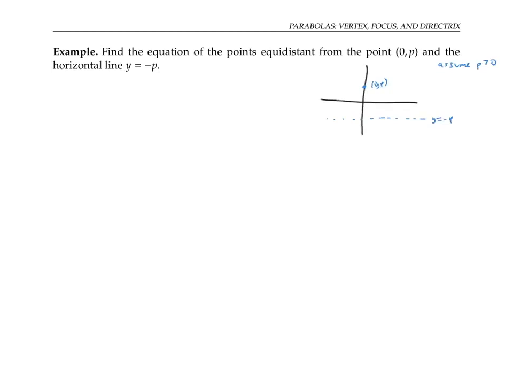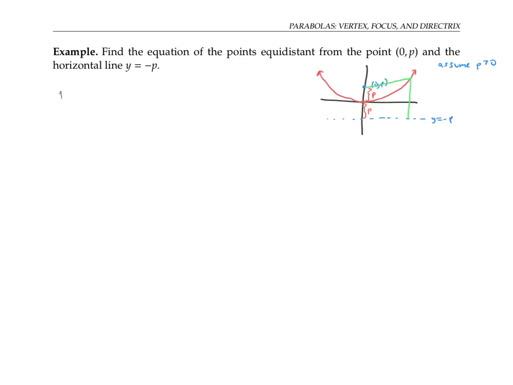Certainly the origin will be among those points, as it has a distance of p from the point and p from the line. But the other points on the x-axis will be closer to the line than they are to the point. So if I want the set of points that are the same distance from the point and the line, that's going to be a curve that curves upwards, like this. For example, a point out here will be the same distance from the point as it is from the line. So our intuition is suggesting that this set of points should be the shape of a parabola. Let's confirm this with some algebra.